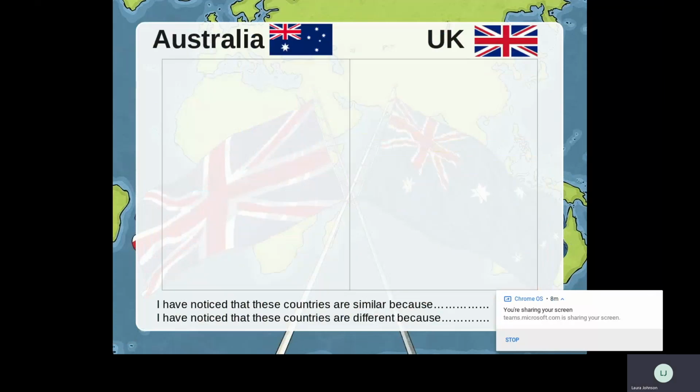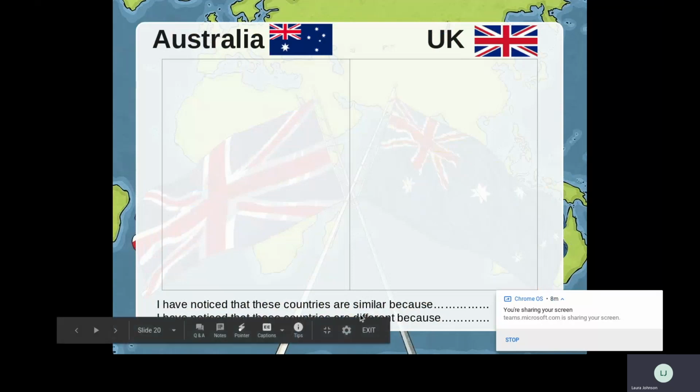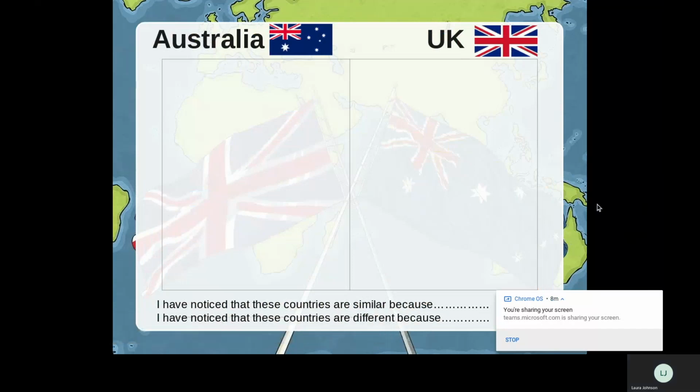Right, now your task for today. I would like you to find a piece of paper and a pen, and I'd like you to put a line down the middle. And I want you to write some things about Australia that you've learned today on the Australia side of the paper, and some things that you've learned about the UK on the UK side of the paper. Then at the end, you can write these sentences. I have noticed that these countries are similar because. You might want to pause the presentation so that you can copy the spelling. I have noticed that these countries are different because.